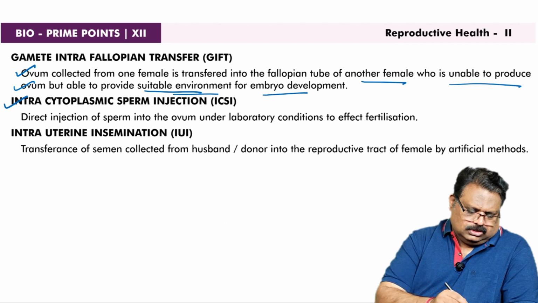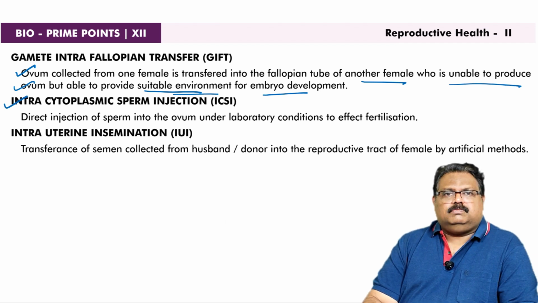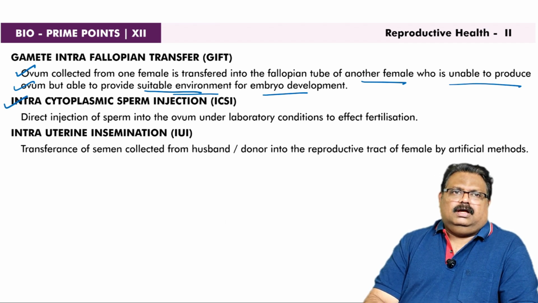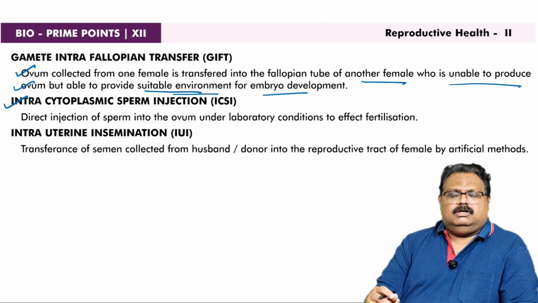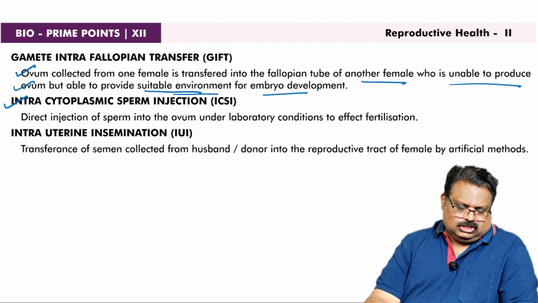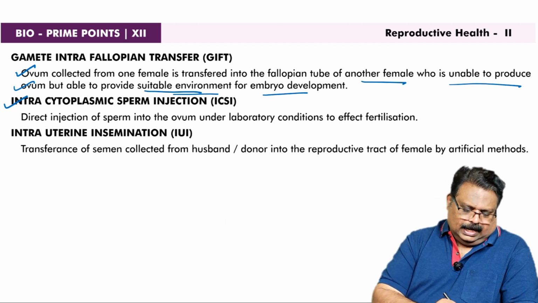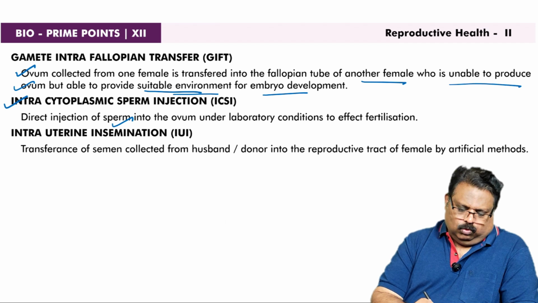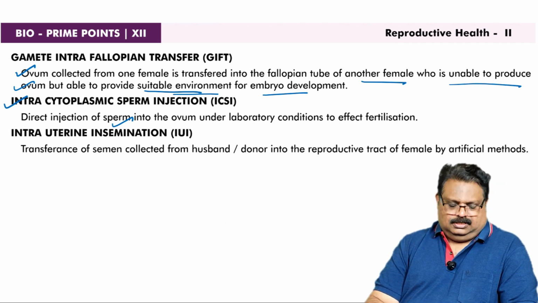Then another mechanism is called intracytoplasmic sperm injection. During the time of fertilization, sperm penetrates the ovum. And if the sperm is unable to penetrate the ovum naturally, the sperm can be injected into the ooplasm by a process called ICSI, intracytoplasmic sperm injection. That is the direct injection of sperm into the ovum under laboratory conditions.